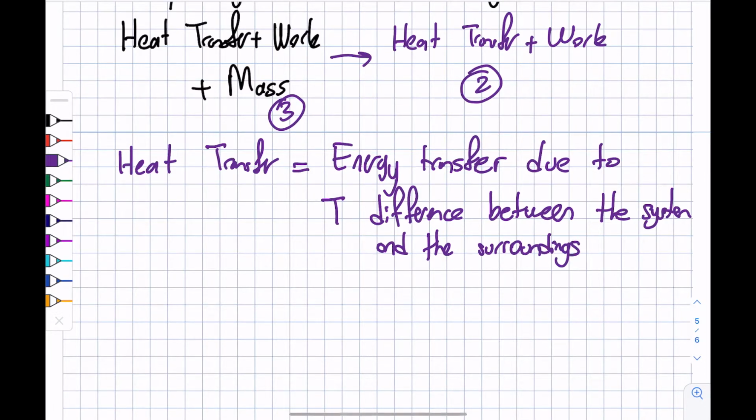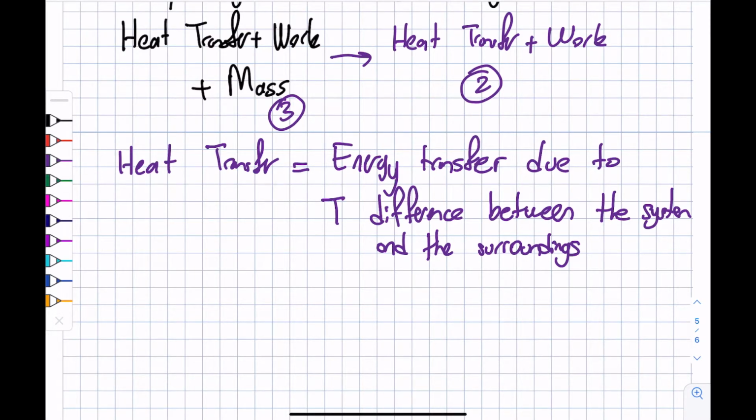What I want to highlight right off the bat is this: energy transfer due to temperature difference is the only way something will be quantified as heat transfer. The temperature of the system can increase without having any heat transfer. Let me repeat: the temperature of the system can increase or decrease without a heat transfer. Just because the temperature has changed, do not assume that a heat transfer took place.